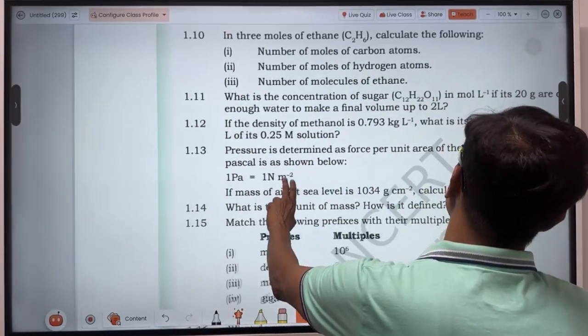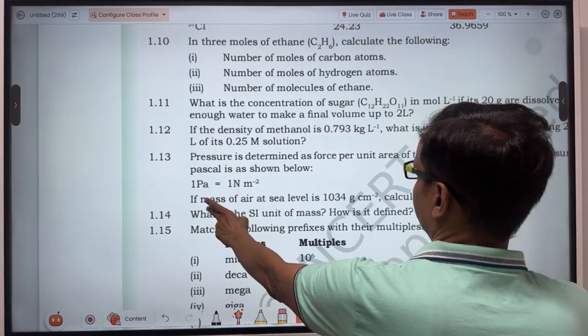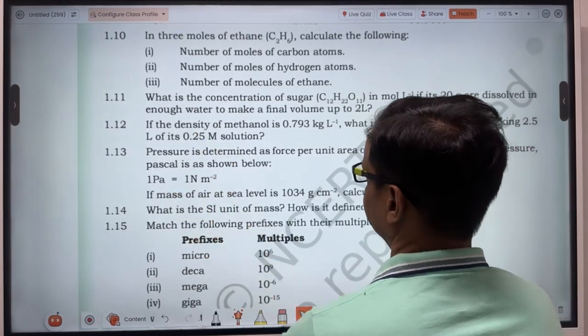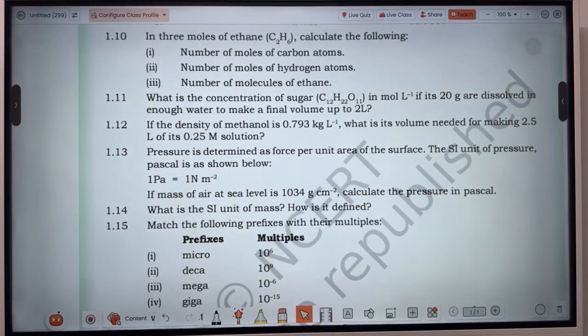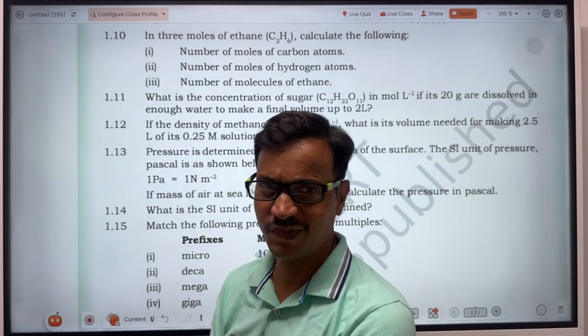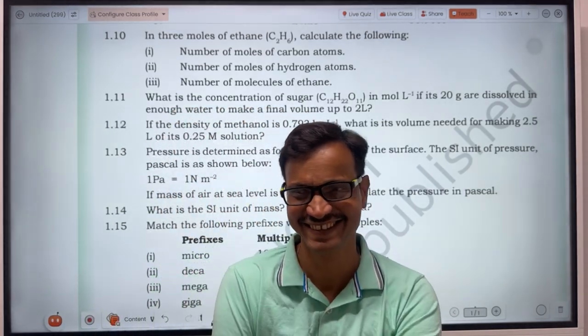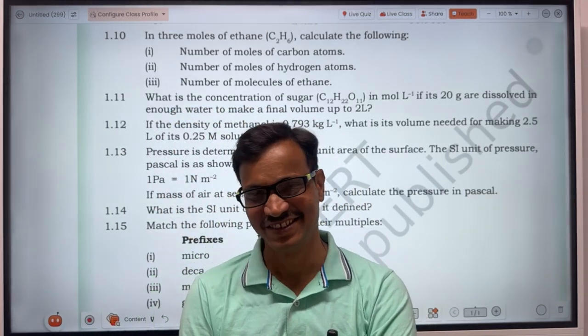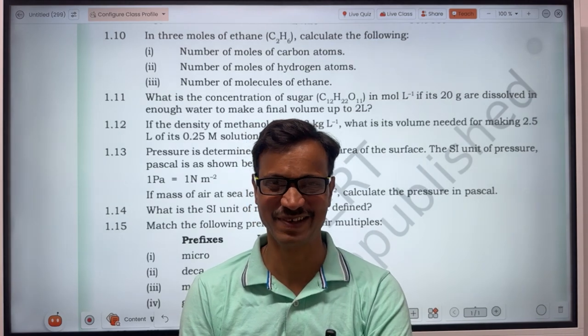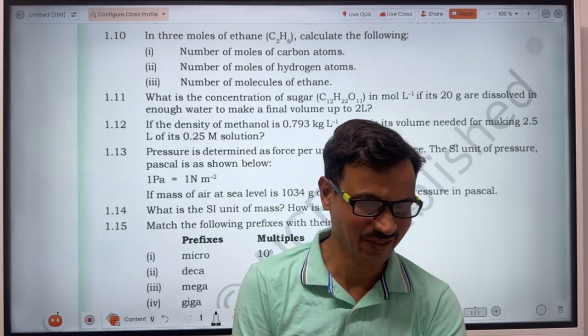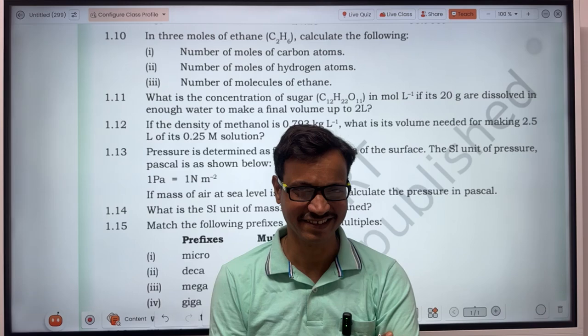Next, watch out for this question carefully. Listen here. Enough water means how much water will be required. Enough water does not mean 1 spoon of sugar and 1 bucket of water. Enough water means how much water is required.